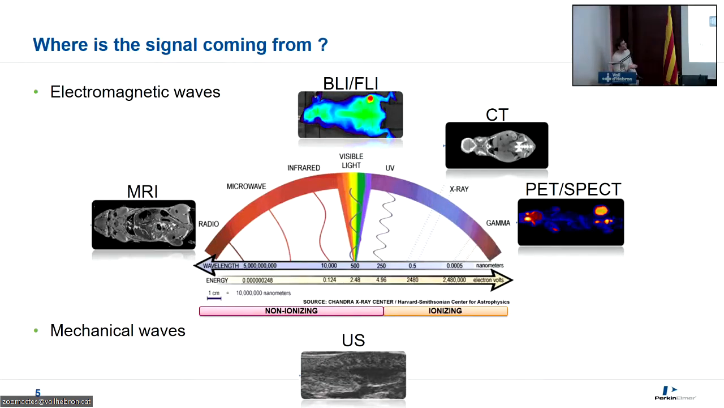So where is the signal coming from? It's coming from electromagnetic waves. They can have different energies or different wavelengths. They are two opposite units: when you have the lowest energy, you have the highest wavelength, and the opposite on the other side of the scale here. Basically, all of them use electromagnetic waves, apart from ultrasound, which uses mechanical waves. For the visible range, so basically optical imaging, it's done between 400 nanometers and up to 800 nanometers. So it's called non-ionizing radiation. It's completely safe, so there is no dose delivered with this kind of modality.